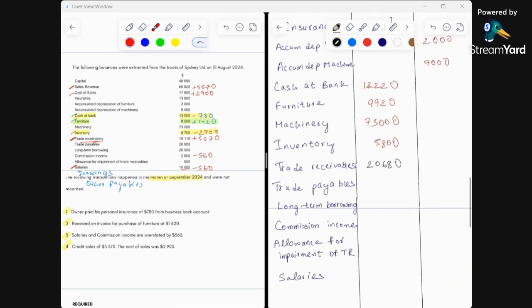Okay. Next, we've got the trade payables. There are no adjustments for trade payables, but trade payables refer to the credit suppliers of the business, and these are the people to whom we have a present obligation because we have bought inventory on credit from them. Therefore, they are our liabilities, and by default, all liabilities are shown on the credit side. So trade payables of 20,800 will be shown on the credit side.